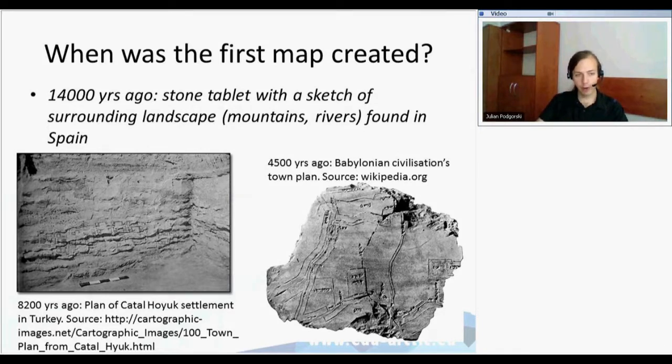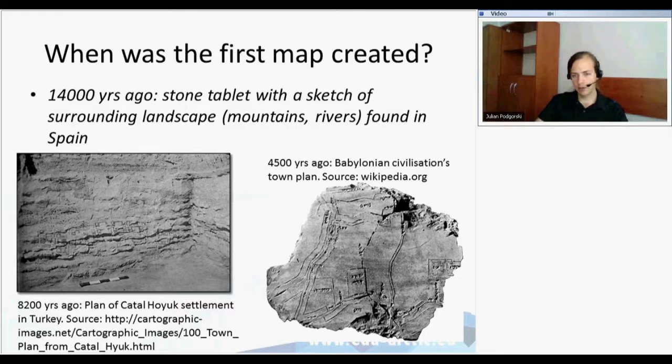And the very, very oldest thing that could be called a map was found in a cave in Spain. It was dated to 1400 years ago. It wasn't the same time when the glaciers were dominating in the north of Europe, but in the south of Europe the humans were already there, and they were clever enough to sketch the surrounding landscape like rivers and mountains on a piece of stone. It wasn't a proper map as we know it today, but it was a representation of space.